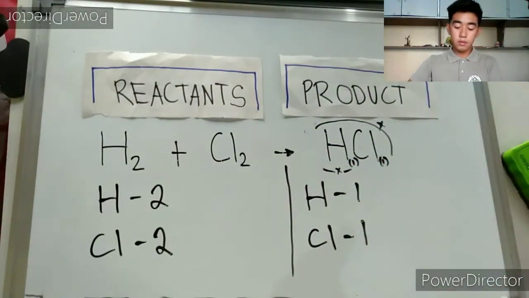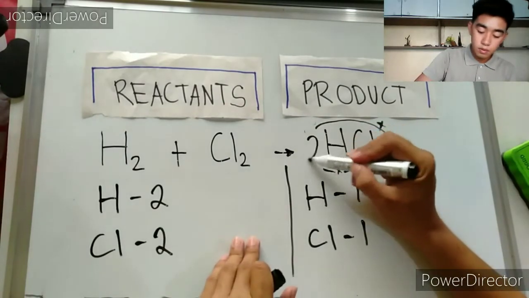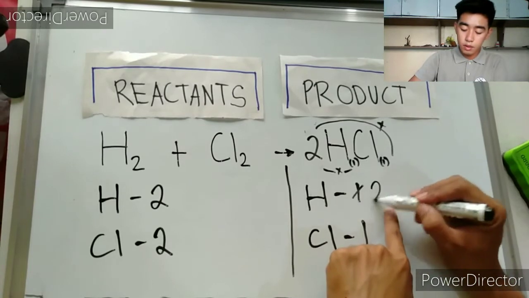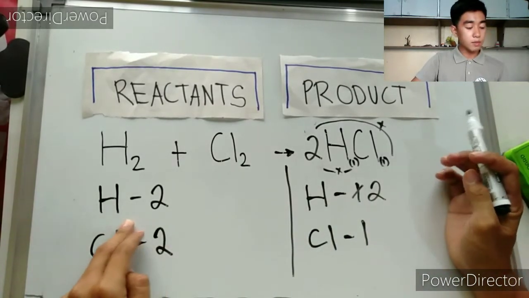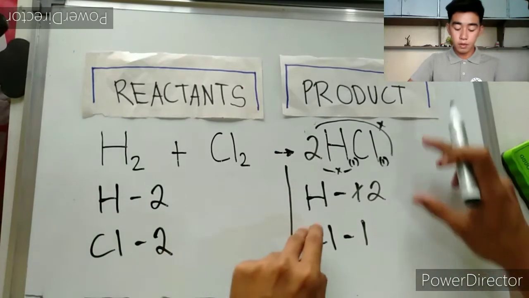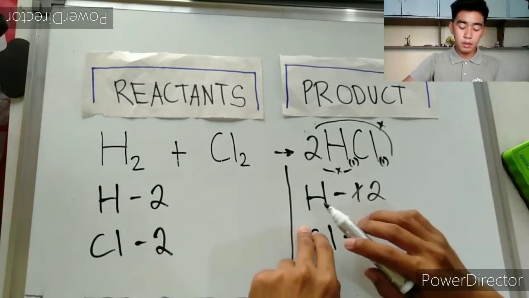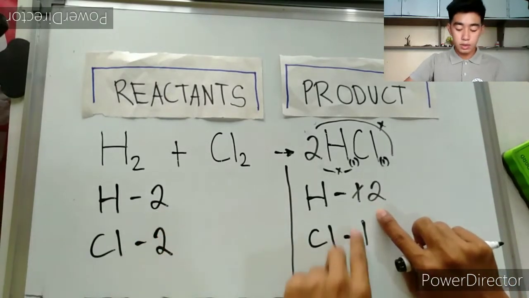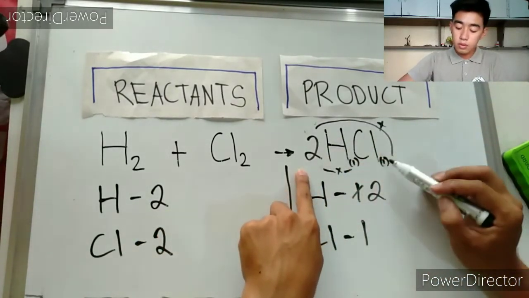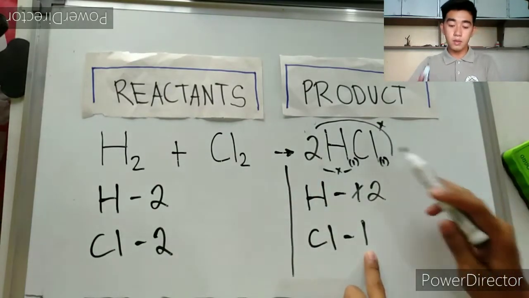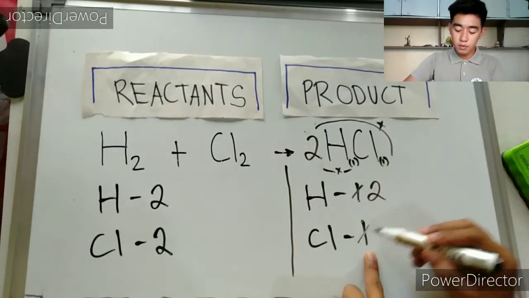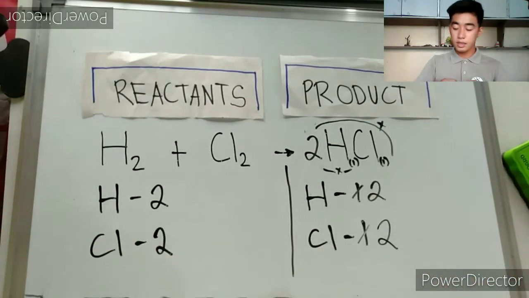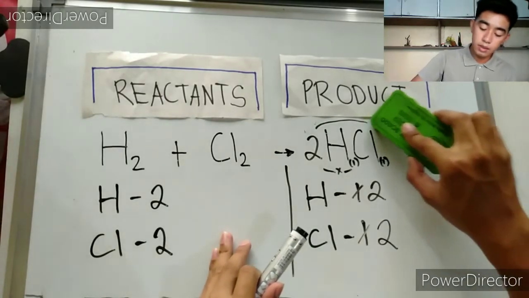I-try naman natin yung 2. Okay. So, 2 times 1 is equal to 2. So, kung mapapansin natin, balance na yung number of atoms ng hydrogen dito sa reactants. Kung i-compare natin sa number of atoms ng hydrogen dito sa product, parehas na silang 2. So, for chlorine naman, 2 times 1. Diba? Para tayong grade 1. So, 2 times 1 is equal to 2. Okay. So, kung mapapansin natin, balance na sila. So, ganito lang natin siya sasagutan.